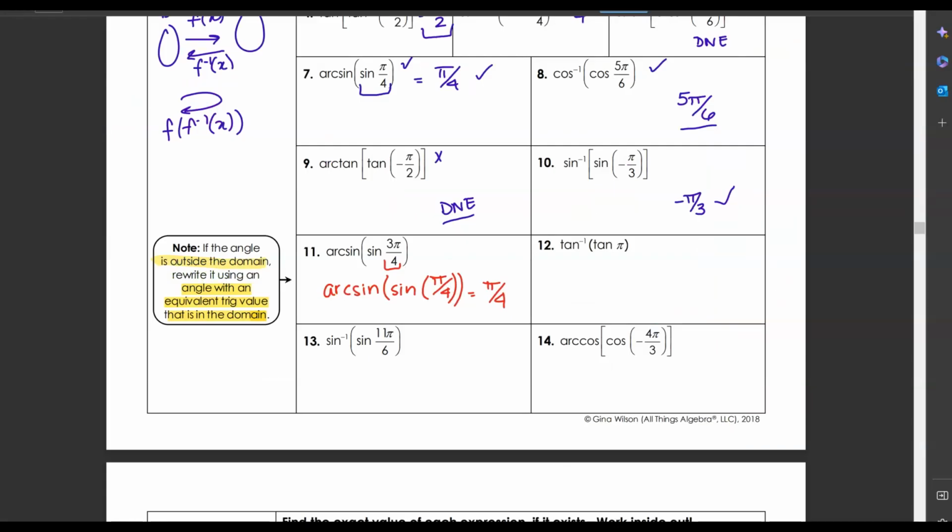So coming back over here to our notes, we're just going to go ahead and write that out. So we're going to rewrite this as tan of 0, which gives us that 0. Go ahead and try 13 and 14 on your own.